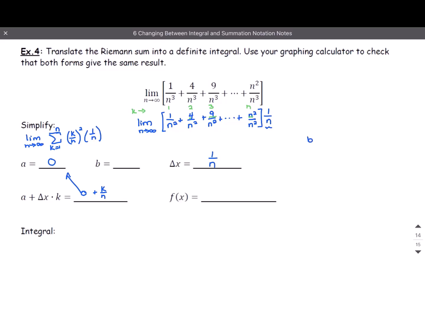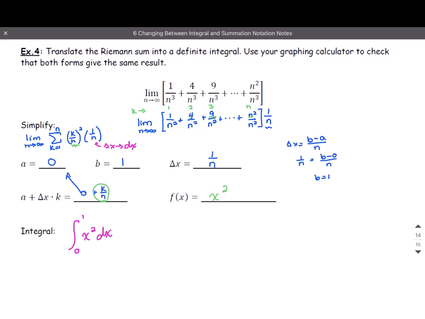We now can find our b minus a over n is delta x. So 1 over n has to equal b minus 0 over n. So b must be 1. Now what function did we substitute this k over n into? K over n is being squared, so f of x is x squared. That means our integral from a to b is 0 to 1. Our function is x squared, and then this delta x becomes dx.